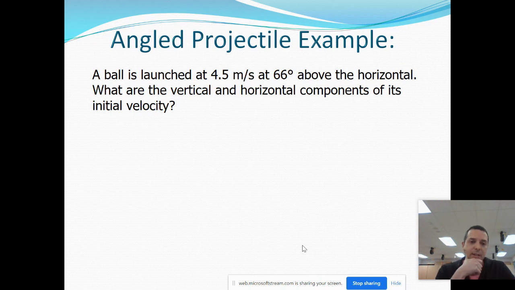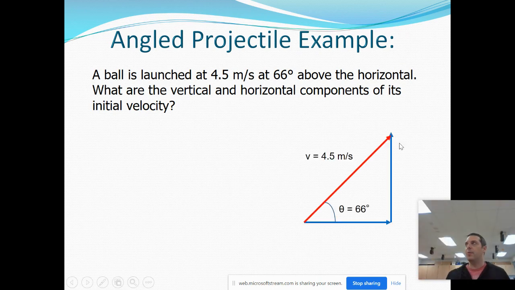What we want to do is find the vertical and horizontal components of that initial velocity. So we're going to make this basically into a right triangle. Here you can see we have the 4.5 meters per second on the hypotenuse of our right triangle, and the angle of 66 degrees is the angle with the horizontal. The two blue legs of the triangle are both vectors. The horizontal one is our horizontal velocity vector, and the vertical one is our vertical velocity vector.